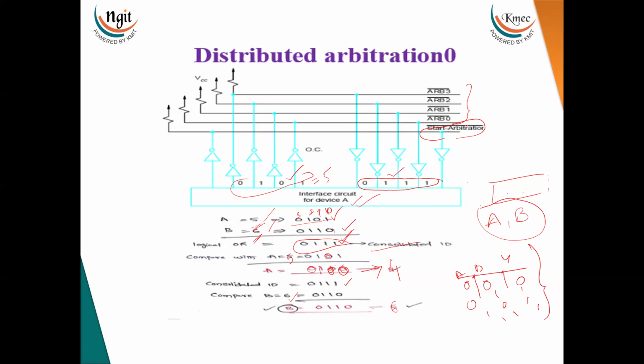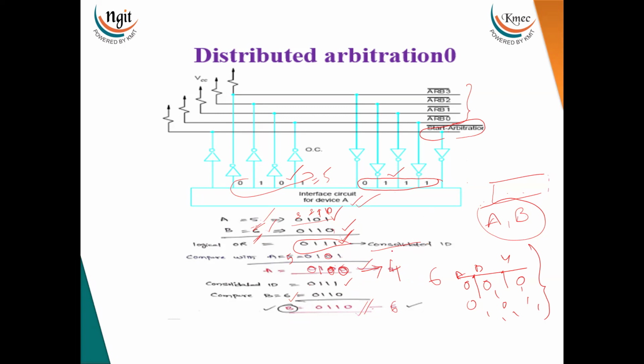Now the resultant new consolidated value on this line becomes what? 6 only. Now, if you take the ORing of these two, the resultant value becomes 6. Now the resultant value is 6, that is equal to B, and also the resultant value 6 is greater than the value of A. So now in this competition, B won the competition. So now B gets the mastership.